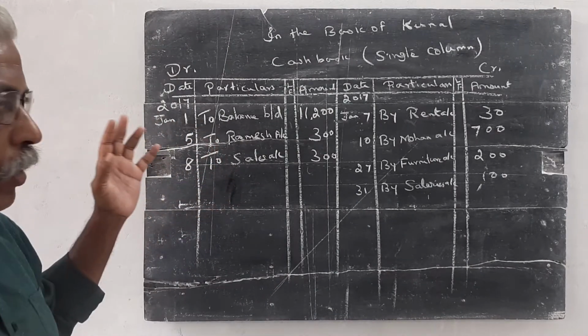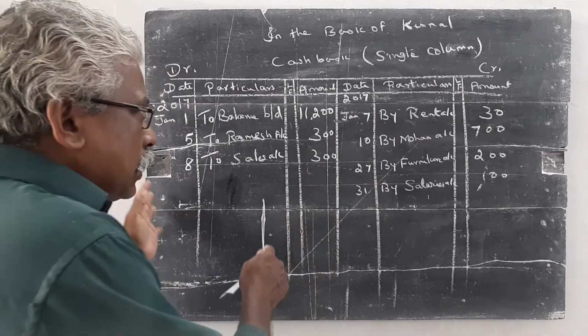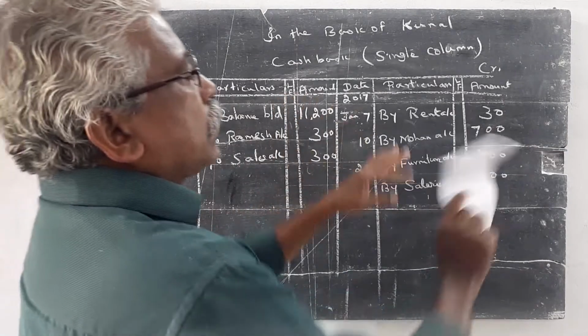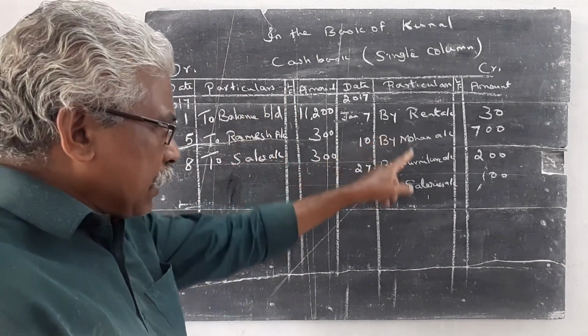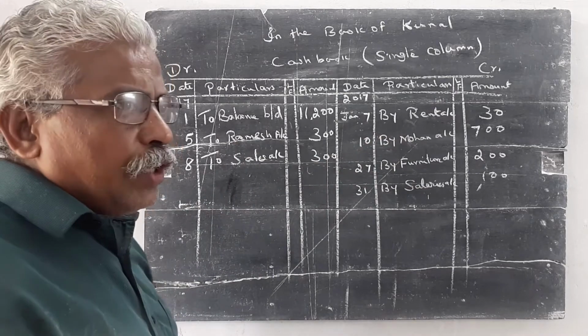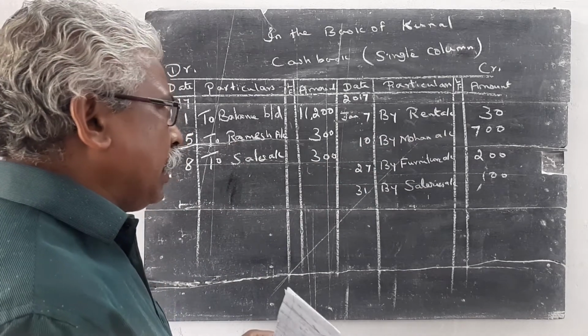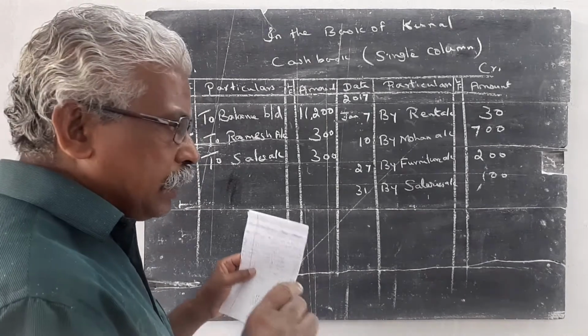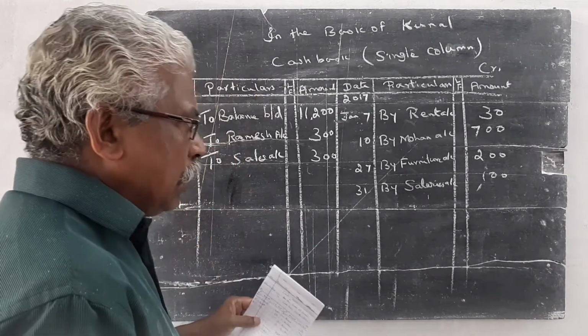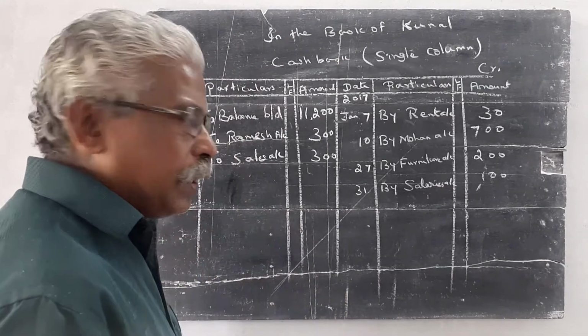Thus, once again I explain, any cash comes in, it is entered here. Any cash goes out, it is entered here. That's a simple thing. But here we never use the word cash anywhere. Then how do we close the account? Very, very important thing. In the ledger account, you have to do the same procedure.